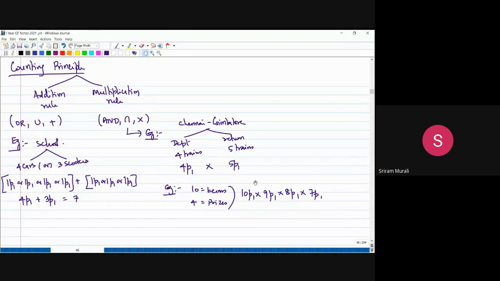Why did n get reduced to n minus 1? n minus 1 got reduced to n minus 2, and n minus 2 to n minus 3, because once you distribute a prize, automatically the total will be reduced. 9 will become 8, 8 will become 7. Only one prize can be given to one team, not all the prizes. In that sense, we are distributing the prizes simultaneously together. That is why, by the counting principle, we multiply. Have you understood?